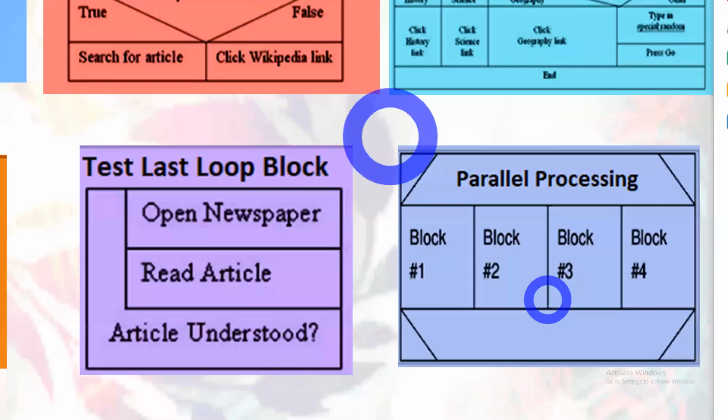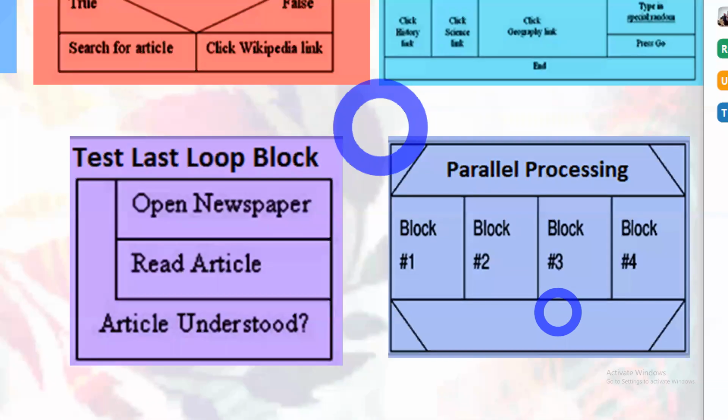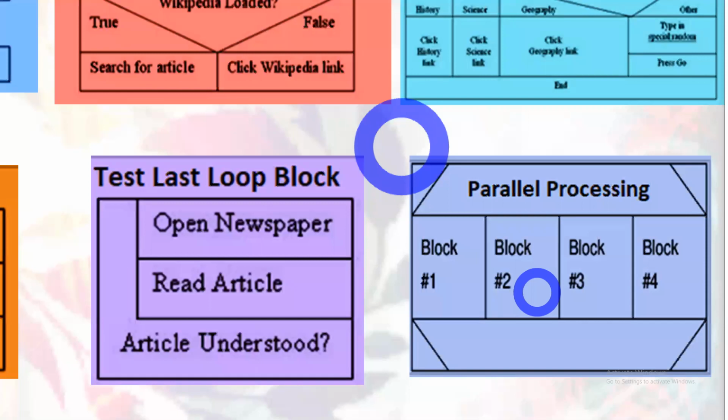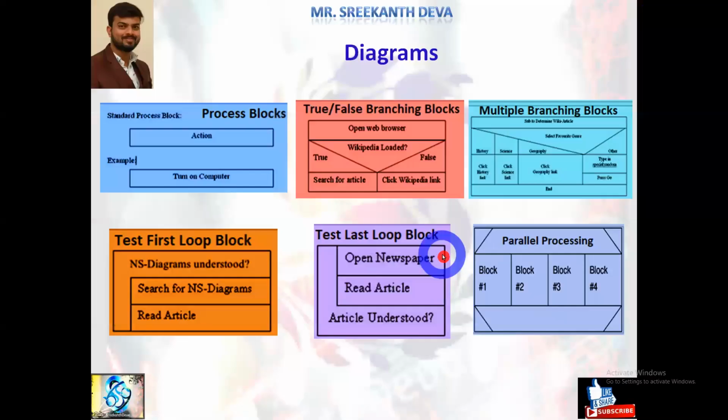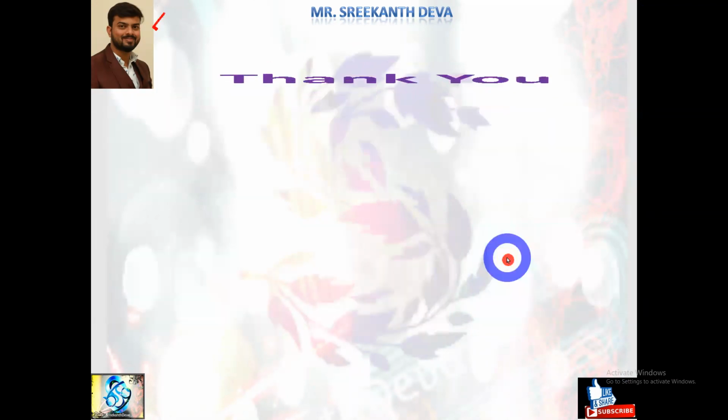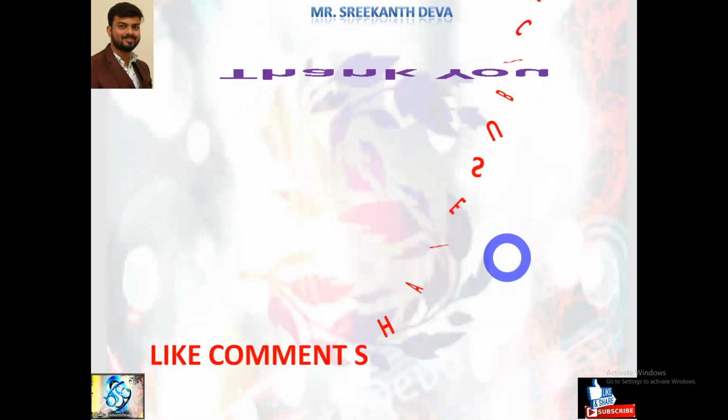Another one is called parallel processing. This is the representation of parallel processing. At a time, block 1, block 2, block 3, block 4 and so on, block n, are executed in parallel. These are all the various diagram representations in NSD: process blocks, true or false branching blocks, multiple branching blocks, test first loop blocks, test last loop blocks, and parallel processing.